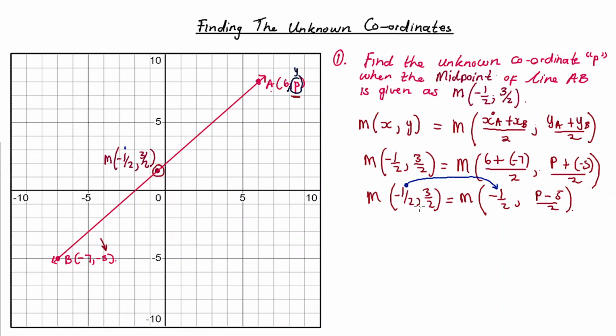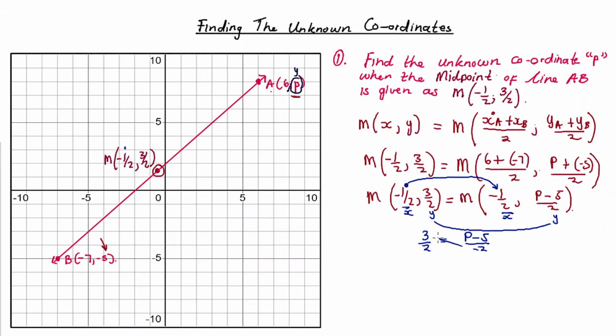I want to show you that actually the coordinates should be the same, meaning that this x coordinate should be the same as this x coordinate, and this y coordinate should be the same as this y coordinate. So since we are interested in the value for p, we're just going to take these y coordinates and equate them so that we can find p, which, by the way, they should be equal, right? They should be equal. So 3 over 2 is equal to p minus 5 over 2.